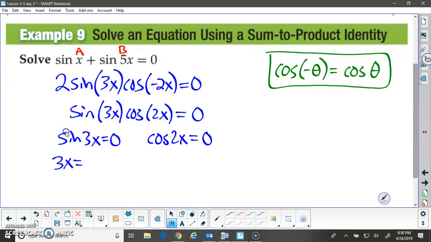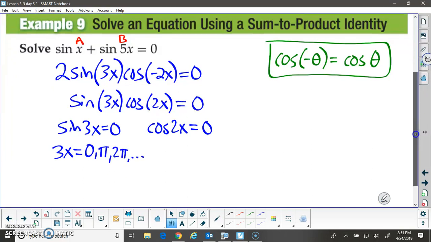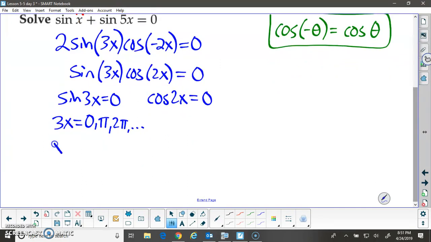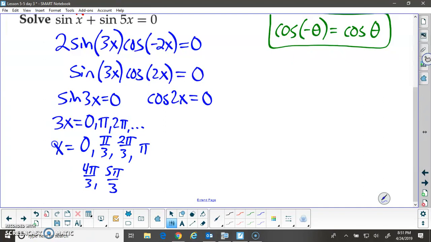So the sine function equals 0 at the pi's. And now I'm going to have to divide each of those by 3 to get answers of 0, pi over 3, 2 pi over 3, pi, 4 pi over 3, and 5 pi over 3.